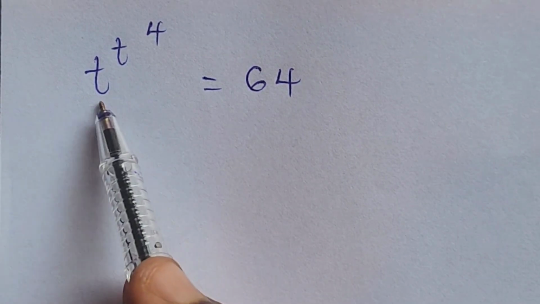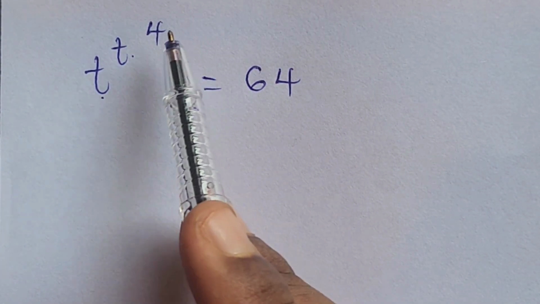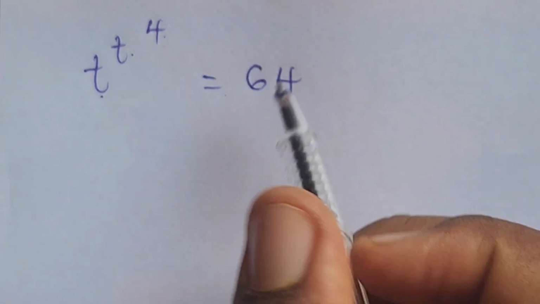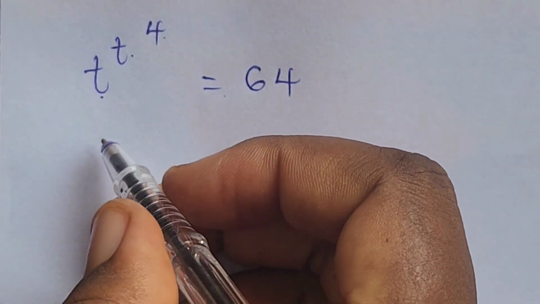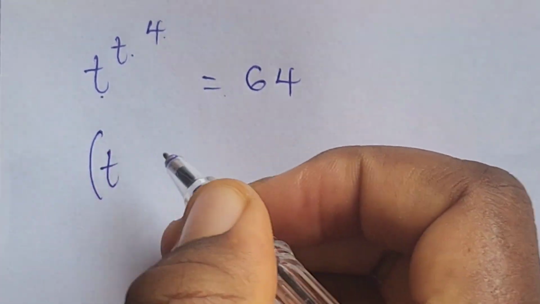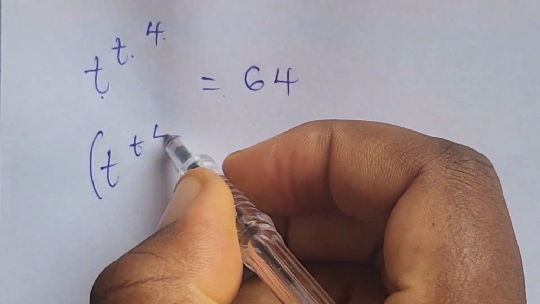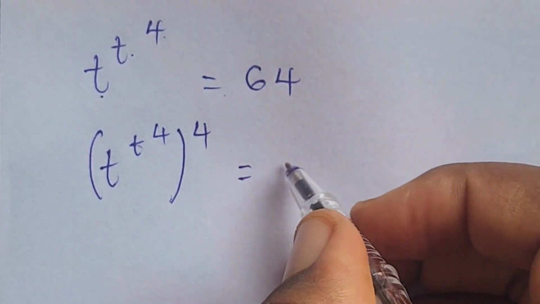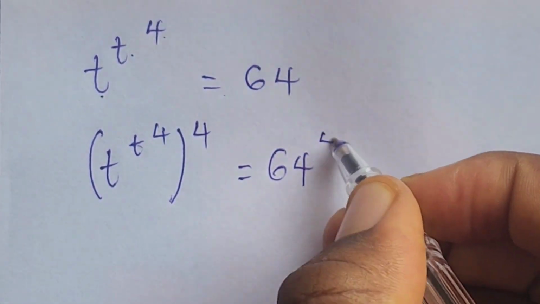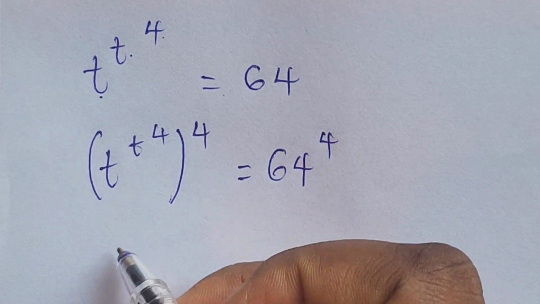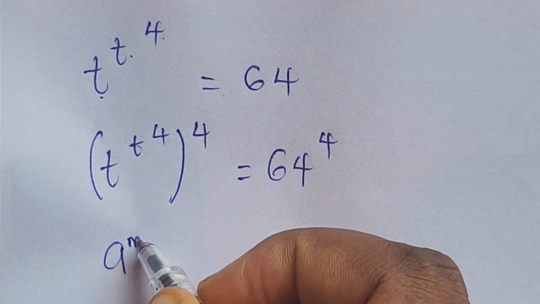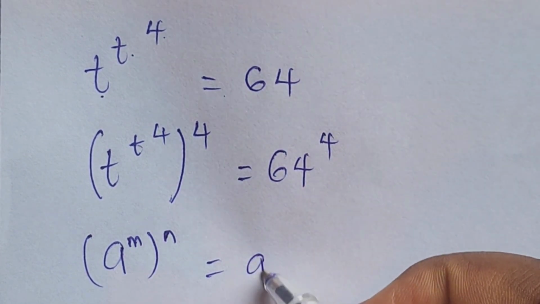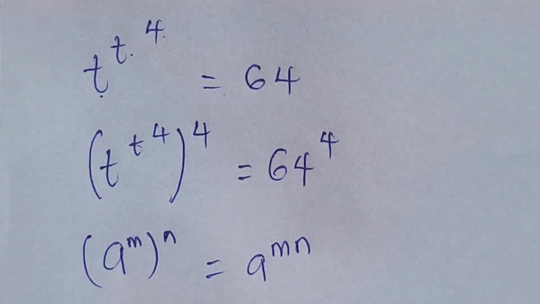We want to solve this: we have t to the power of t, further raised to the power of 4, to be equal to 64. For us to begin, let's multiply the powers by 4 to have t to the power of t to the power of 4, all to the power of 4, is equal to 64 to the power of 4. Now when we have a to the power of m further raised to the power of n, this is the same as a to the power of m times n.